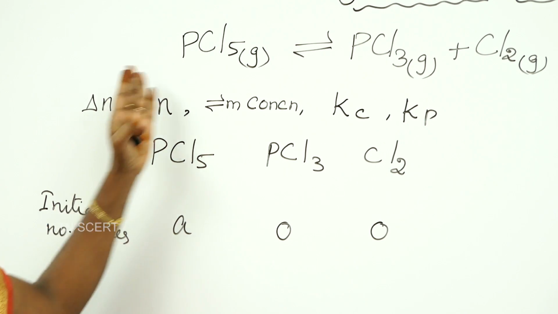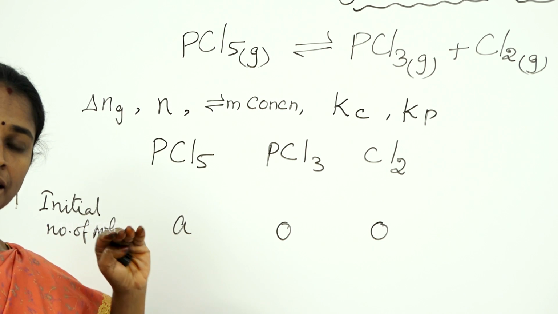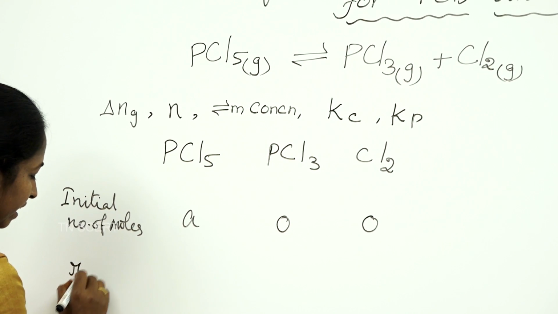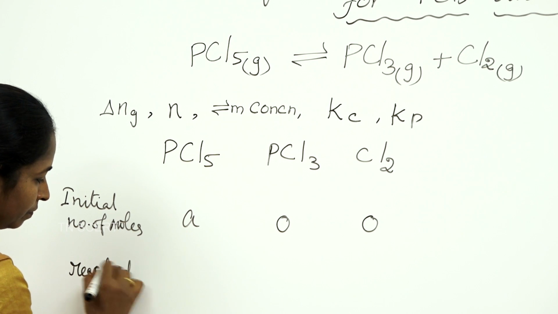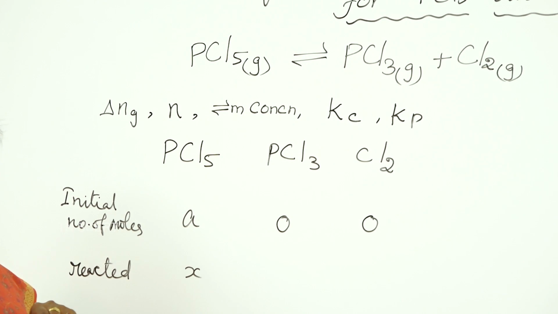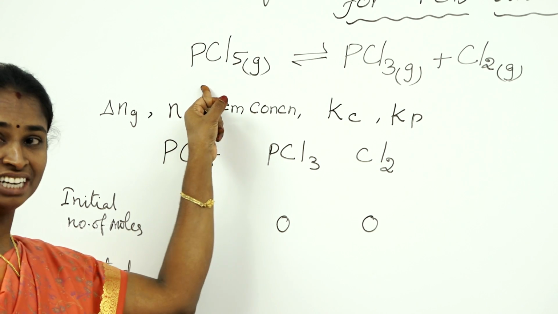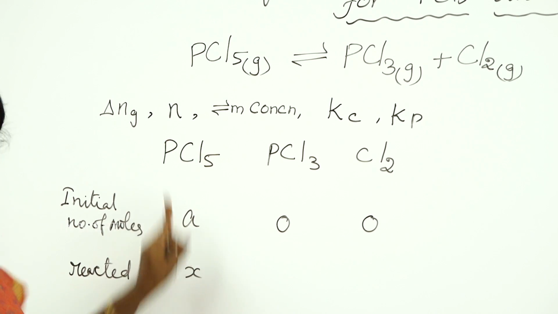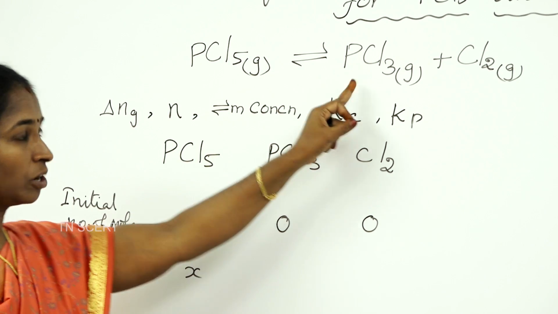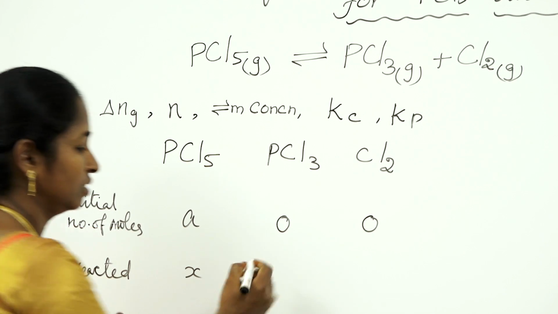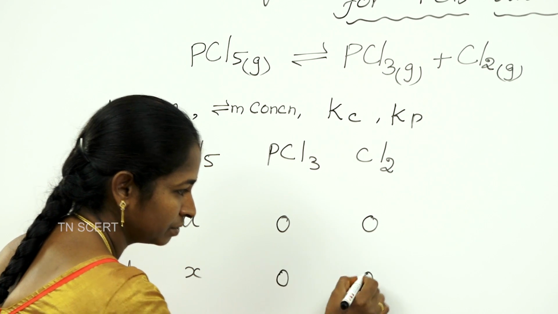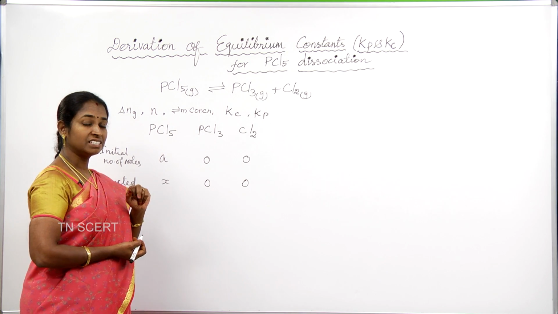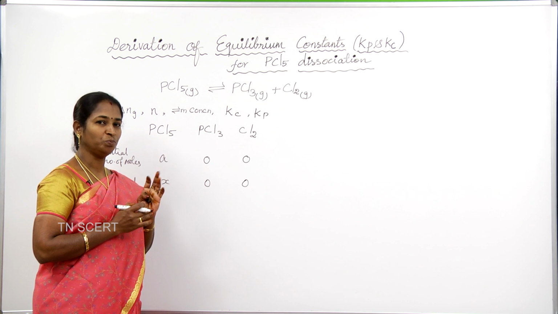Now, the reaction proceeds and assume that X moles were reacted. So, moles reacted is X moles. Only reactant initially reacts. So, reacted moles is X for PCl5. These are products, they were not reacted yet. So, 0 and 0. Now, this A moles of PCl5 is taken in a vessel of volume V.